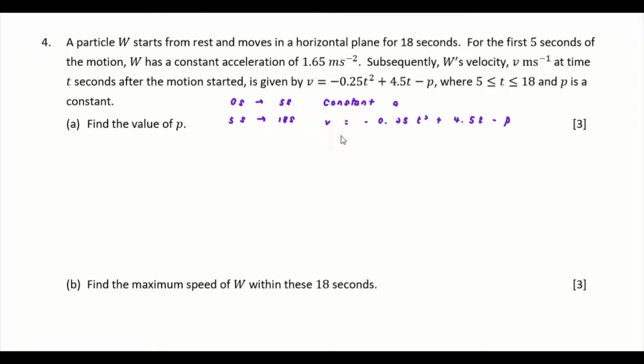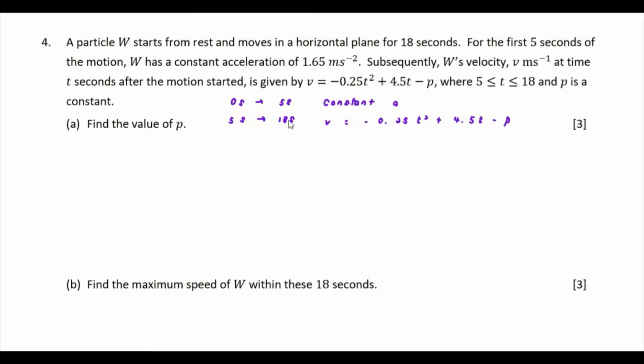If there's a curve, it means you do not have a constant gradient. If you do not have a constant gradient for your v-t graph, then you cannot have a constant acceleration. So only from 0 to 5 seconds can you use SUVAT, but after 5 seconds you should use the formula that is given. So this is actually a two-stage motion. Let's see the question.